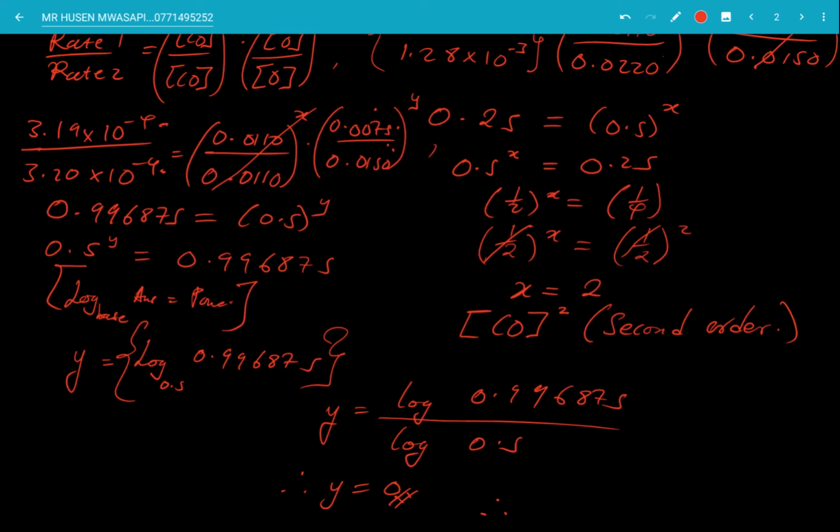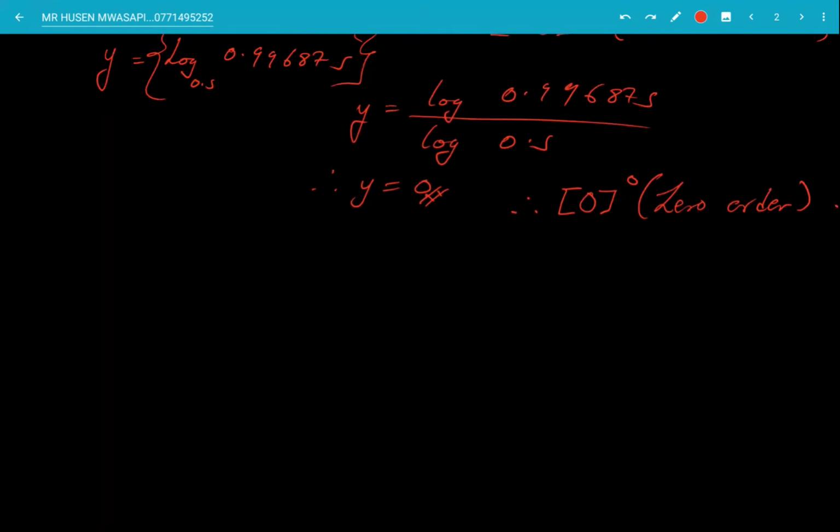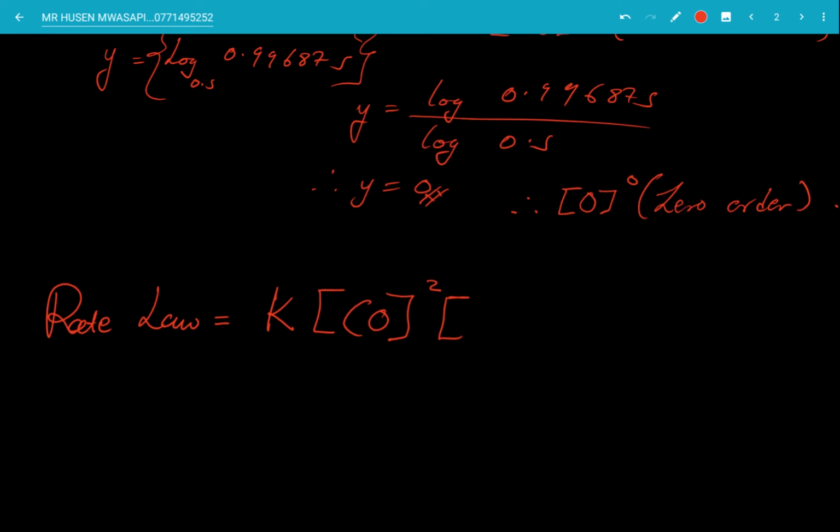Therefore, I can conclude that for the concentration of oxygen, the order is 0. And that is how you find the order. Now, this doesn't mean that you have found what we're looking for, which is the rate law. So the rate law will be in this manner. Rate law is equal to rate constant times the concentration of carbon monoxide raised to its order 2, times the concentration of oxygen raised to its order 0. And this is the rate law. I hope it's clear. Upon finding this, we can move on to the next part.